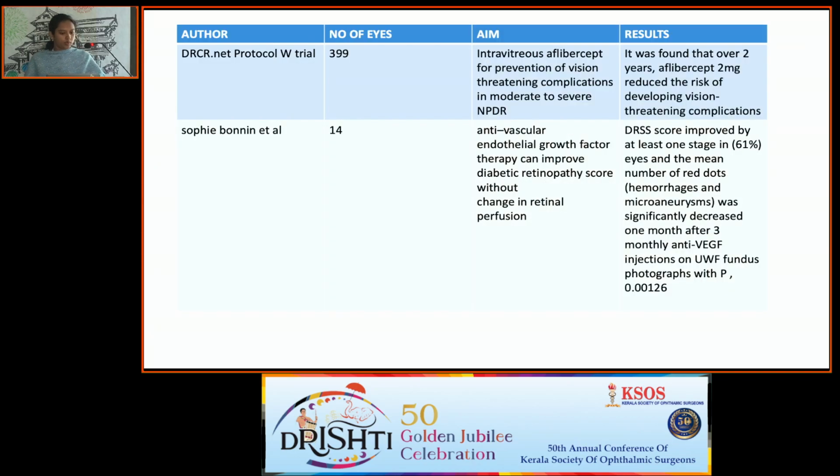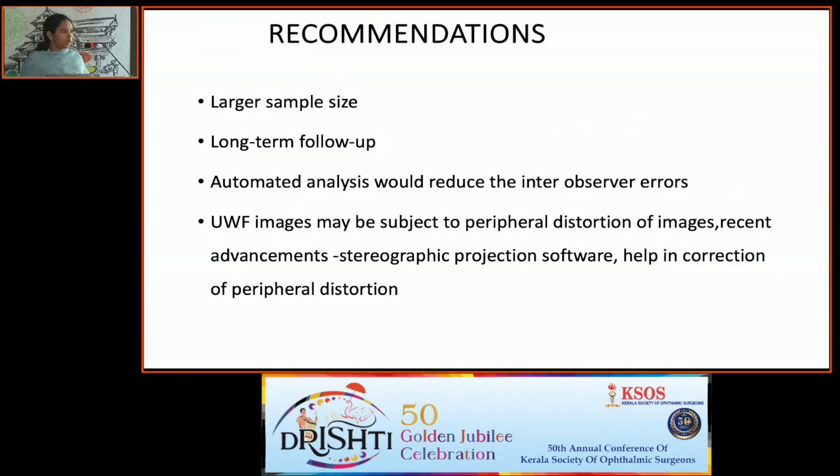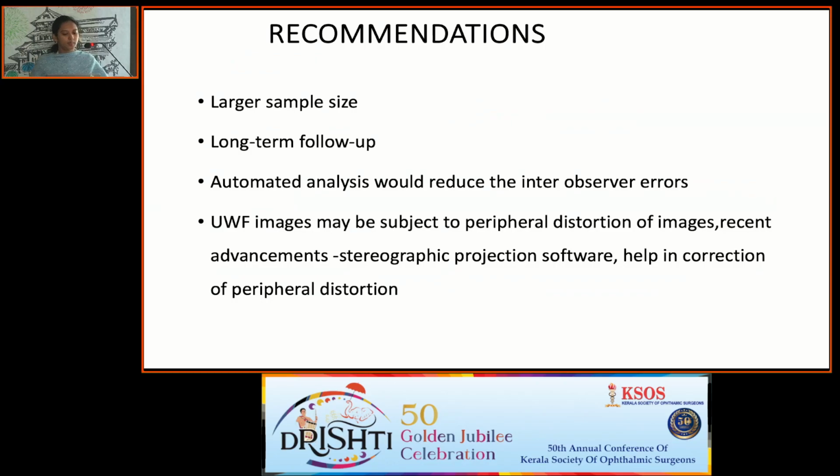The DRCR Protocol W trial showed that over 2 years, aflibercept reduced the risk of development of vision-threatening complications in severe NPDR. Sophie Bernard et al. Conclusion and recommendations. The conclusion of the study was that hemorrhages and microaneurysms were significantly reduced. Ultra-wide field images show that there is a considerable amount of lesions outside the ETDRS field, and the macular edema was significantly reduced. Recommendation: there should be a large sample size, long-term follow-up, and there should be software for the analysis.